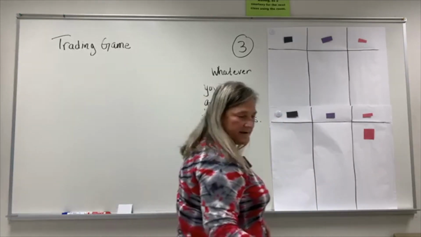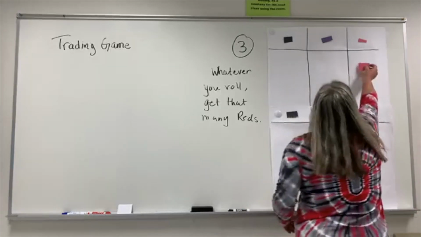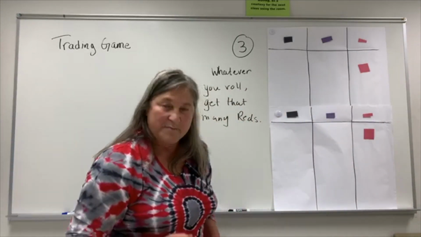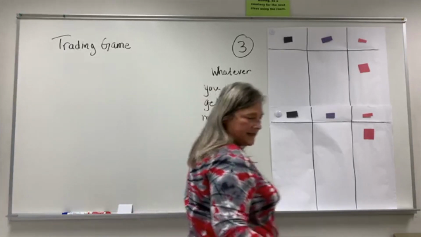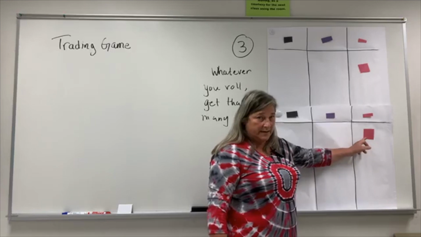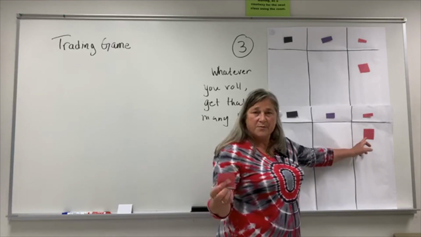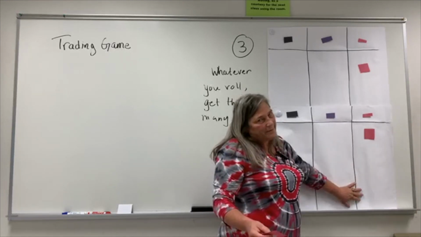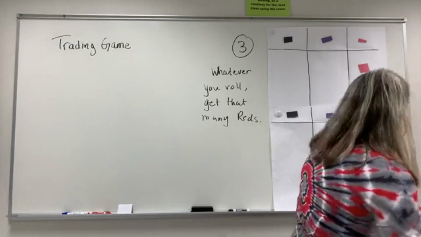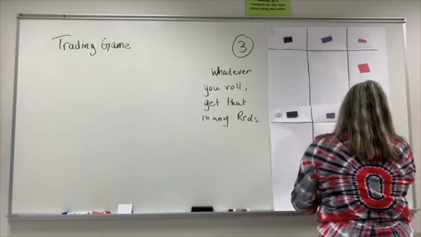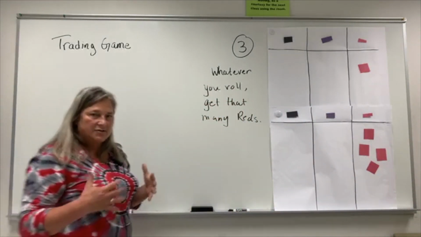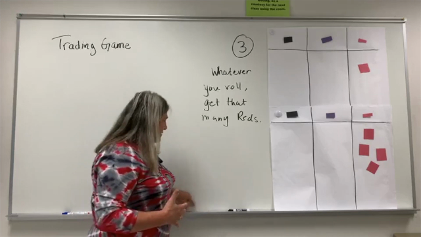And I got a 1. So I'm going to put my 1 here. And then my competitor got a 3. So that means this red is already here, so my competitor gets 3 more reds. So 1, 2, and 3.